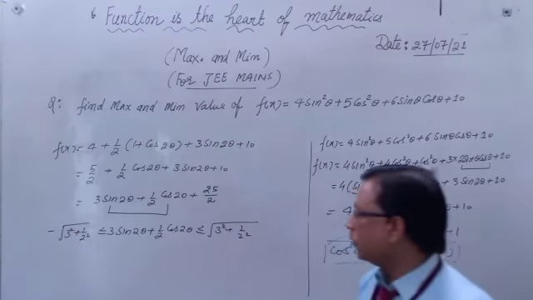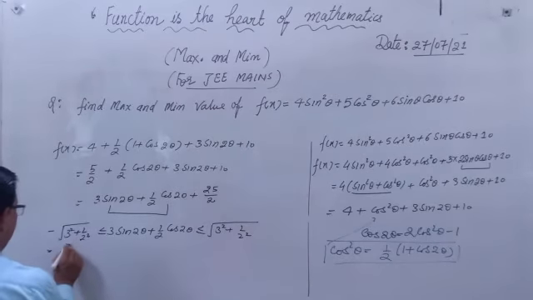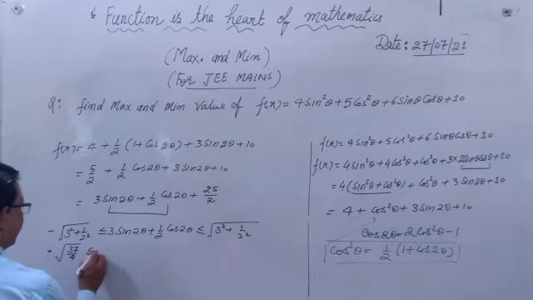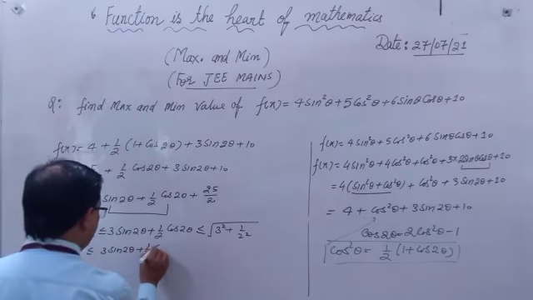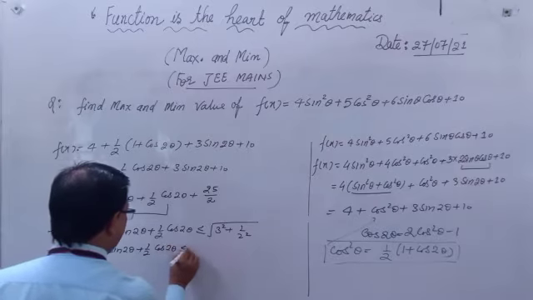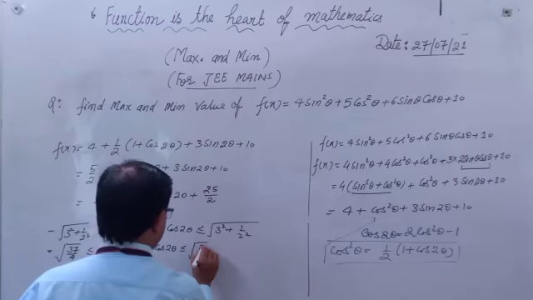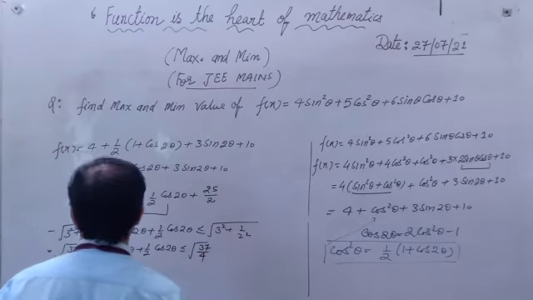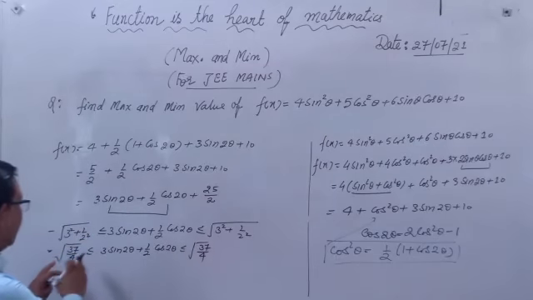So this is minus root 37 by 4 is less than or equal to 3 sin 2 theta plus 1 by 2 cos 2 theta, which is less than or equal to root 37 by 4. So this is your maximum value and this is your minimum value.